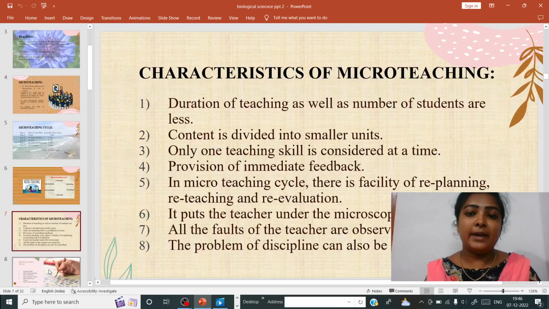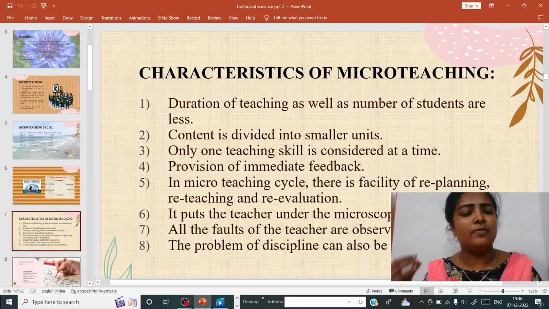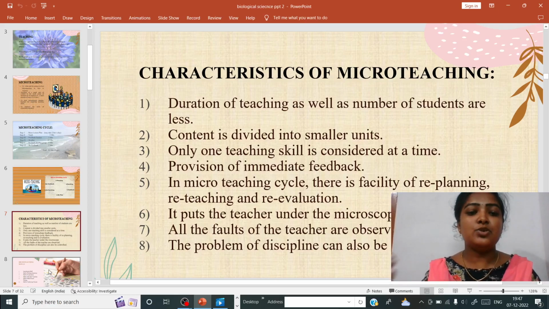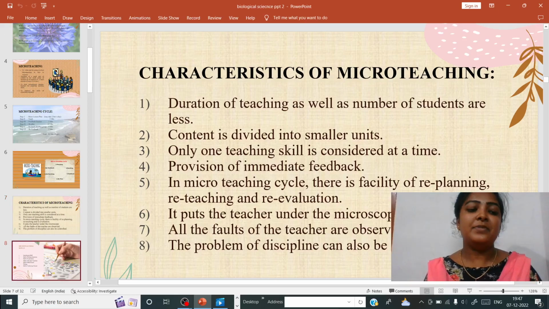Characteristics of micro teaching: the duration of the teaching and the number of students are very small. The content is divided into smaller units. Only one skill is considered at a point of time. Immediate feedback is given by the peer group. It puts the teacher under microscopic conditions. All the facts and faults of the teacher are observed keenly, and the problem of discipline can also be controlled.